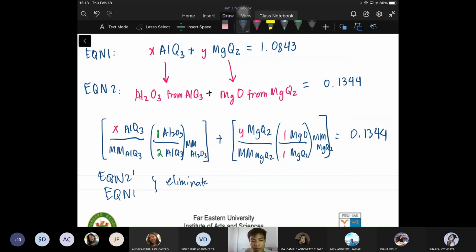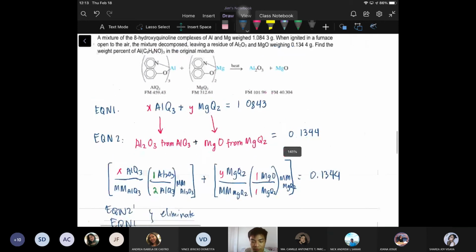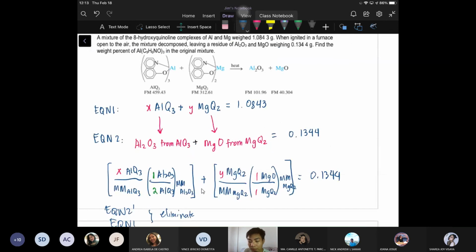Eliminate mo yung variables, solve for x and y, no? Then, pag nakuha nyo yung x, that will give you the mass of aluminum quinoline. And yun, you can answer this problem.